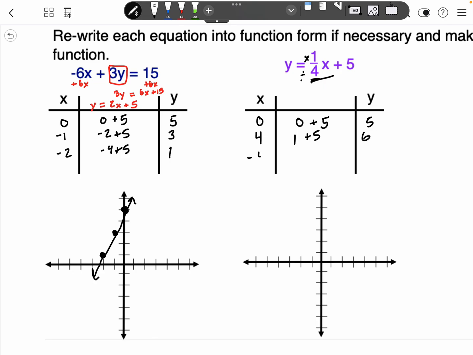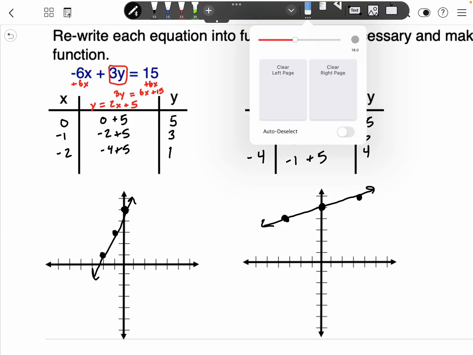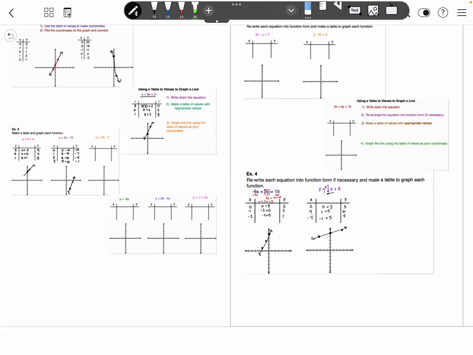And then I'm going to choose -4. So it's -1 plus 5 is 4. And graph all those. 5, 4, 6, -4, 4. So again, whenever we have a fraction, we're just going to choose things to try to get rid of our fraction. We're going to do a couple more here.